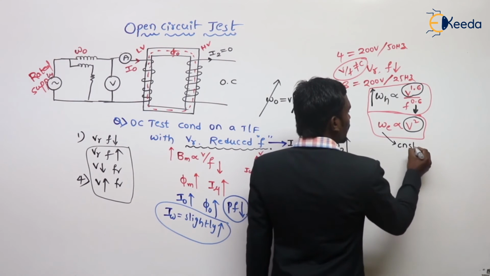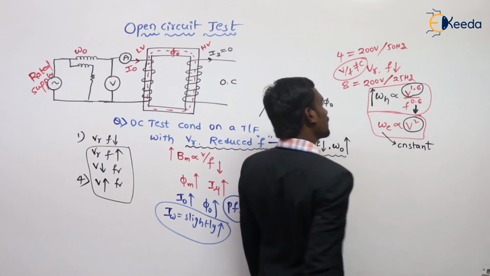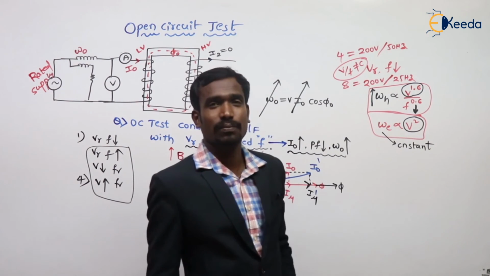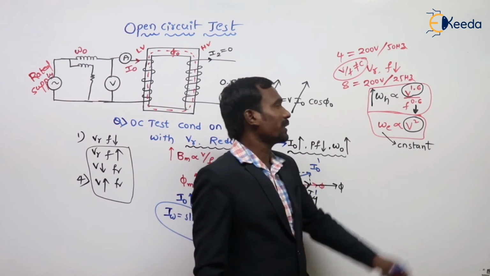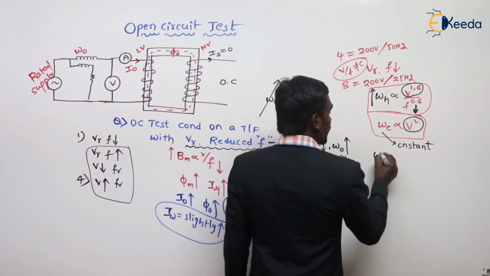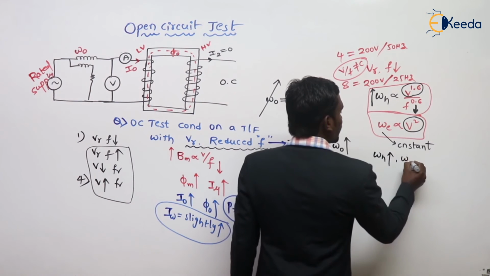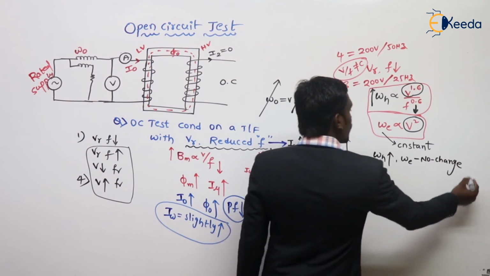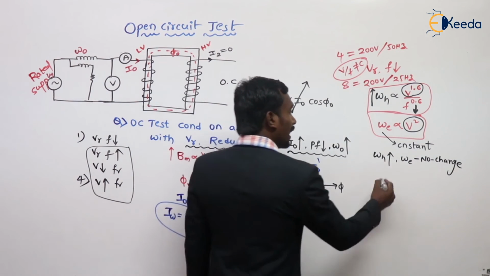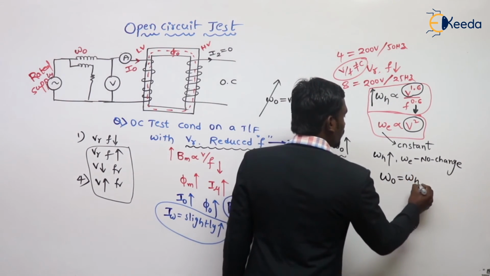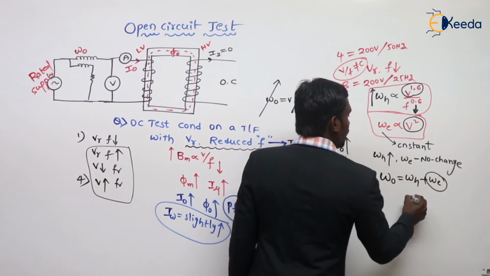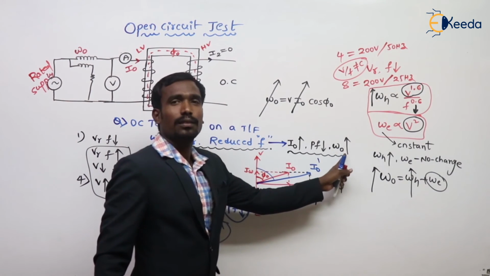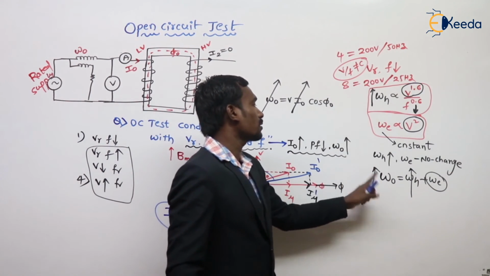Eddy current losses are constant, because these only depend on voltage. Finally, hysteresis losses increase and eddy current losses have no change. Then what happened? Finally, the no load losses are nothing but hysteresis and eddy current losses. Hysteresis losses increase, that's why the no load losses also increase.